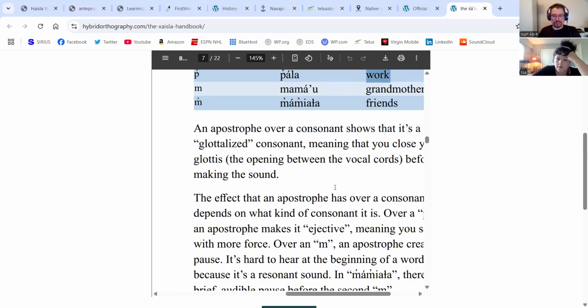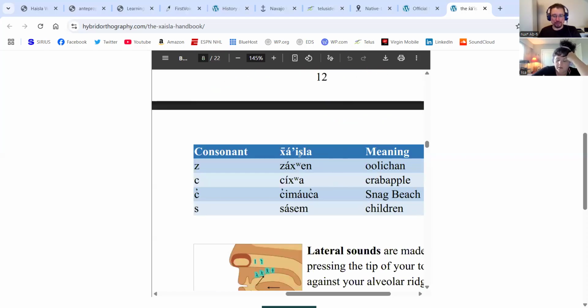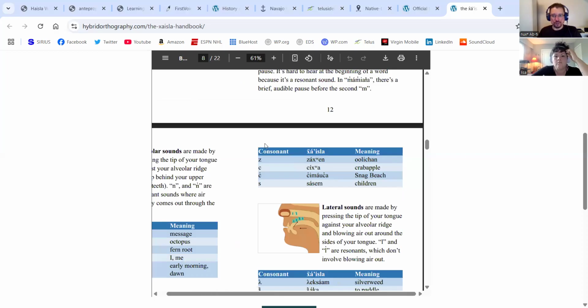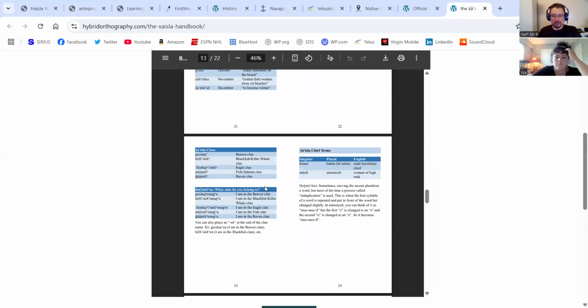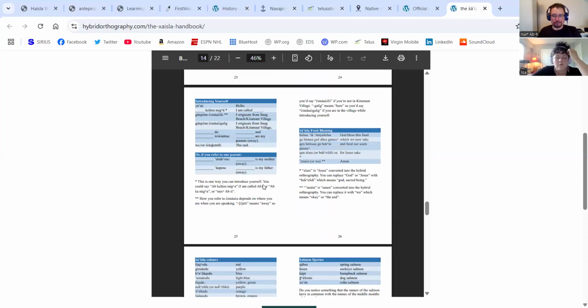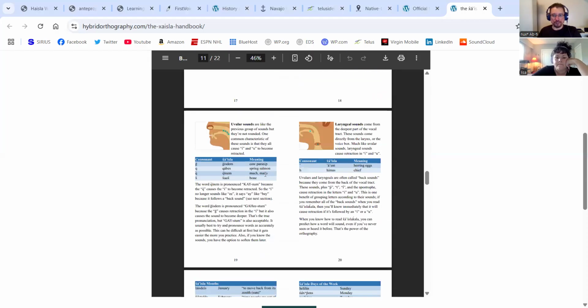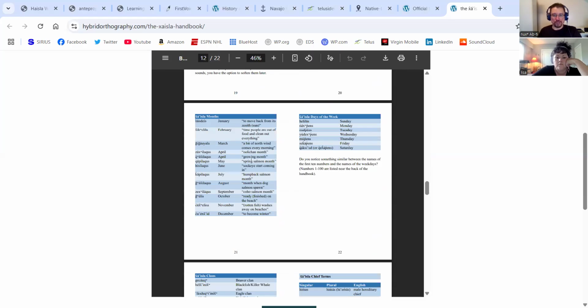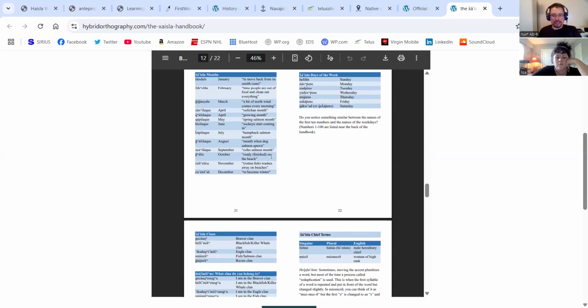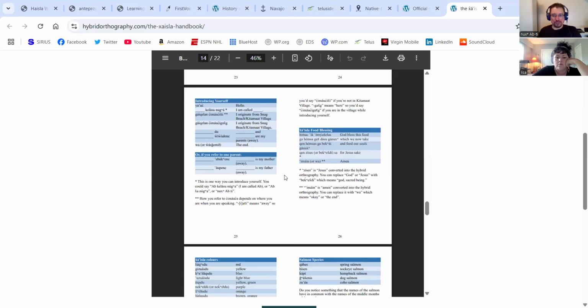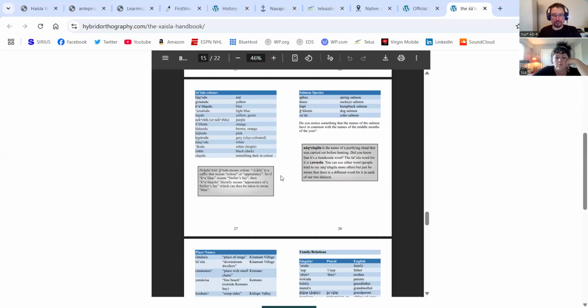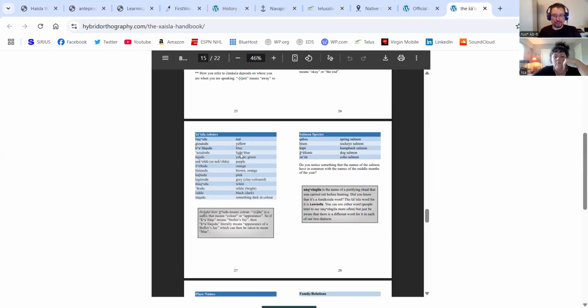So those are some of the things that I go over in this handbook. I'll zoom out a little bit more. The handbook starts off by going over the different sounds, different groups of sounds. And then the last half of the handbook gives you examples of different phrases and words that you might use in everyday speech. So things like the colors.